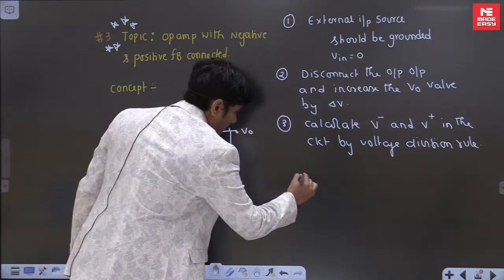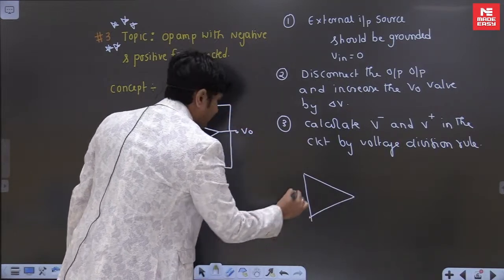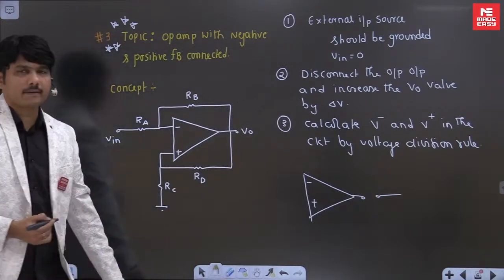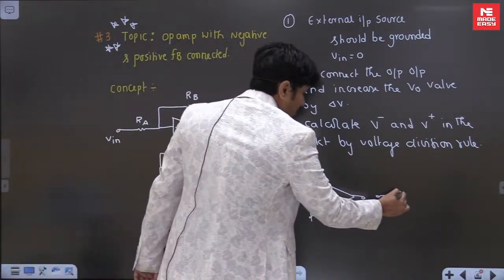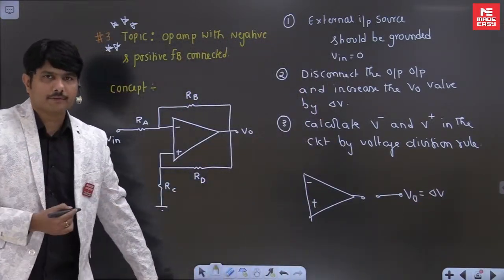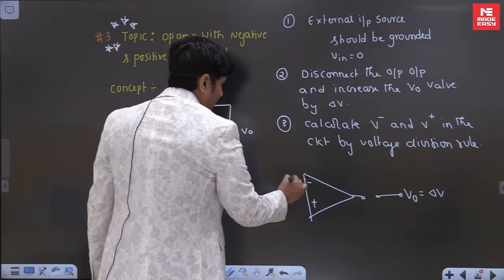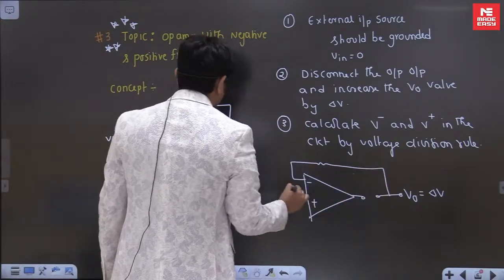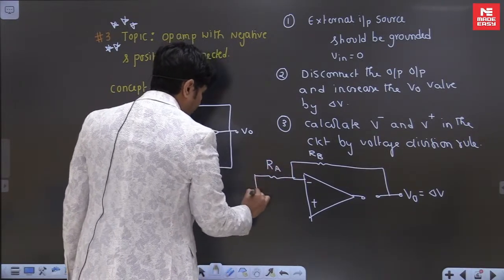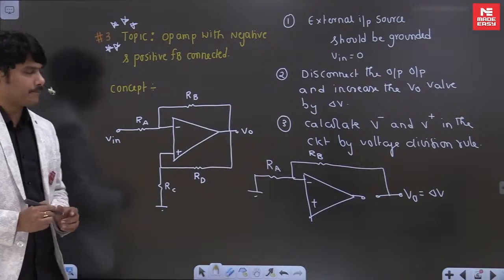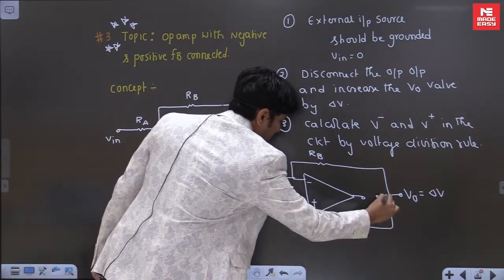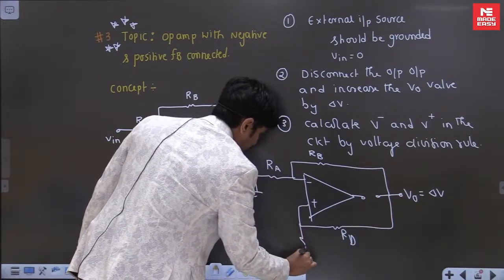That means the circuit looks like this. This is the op amp, minus and plus. Break the output here. This is breaking the output. Assume that the output is increasing slightly by some positive voltage. And connect the feedback system now. This is RB and this is RA, and make the input source ground. Don't bother about the input, make it ground. On the other side we have the feedback. This is RD and this is your RC.